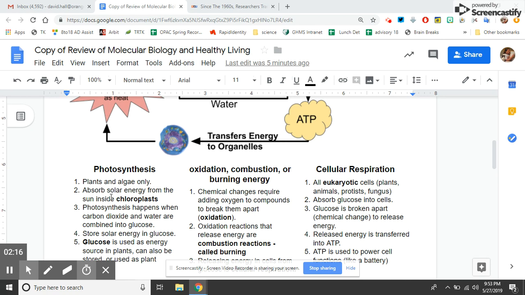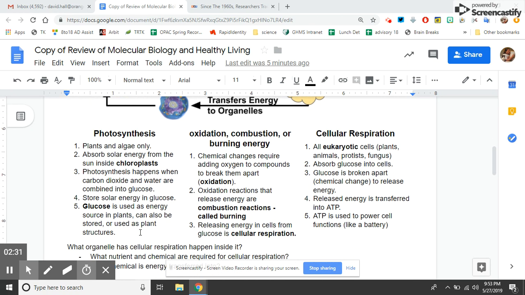Plants absorb solar energy from the sun inside the chloroplast. Photosynthesis can only happen when carbon dioxide and water are present, and they are combined into glucose, storing solar energy in glucose. It uses energy in plants and is stored or used as plant structures.